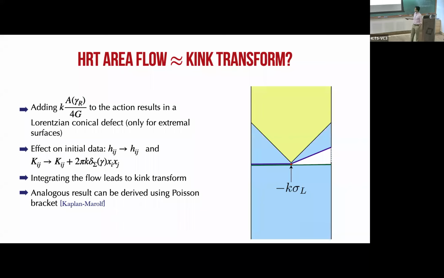There's an analogous result you can derive by using Poisson brackets. I like this much more because it's a gauge invariant way of seeing things, but it's equivalent to this result.